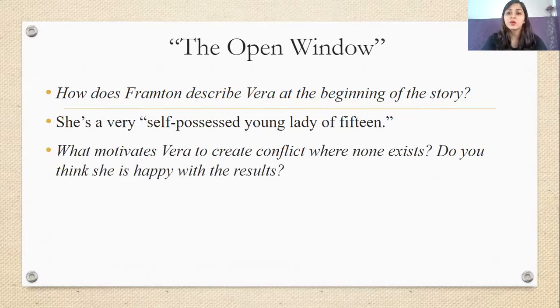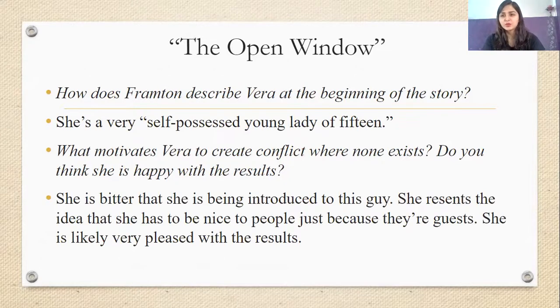What motivates Vera to create conflict where none exists? Do you think she's happy with the results? So she has already created conflicts by making up so many stories. She is bitter from the time she is introduced to this guy. When Frampton thinks of her in the starting, he thinks of her very nicely, that she is a confident girl and all, but she is a bitter girl. She resents the idea that she has to be nice to people. She does not like the idea that we have to be nice to everyone. Why should I be nice to everyone, right? She thinks that it is only because they're guests that we have to be nice to people. Now this is very bad thinking. Yes, you have to be nice to your guest, and you cannot trouble them and make them scared of something so that they go away from the house. She's likely very pleased with the results. She's very happy that he ran away.